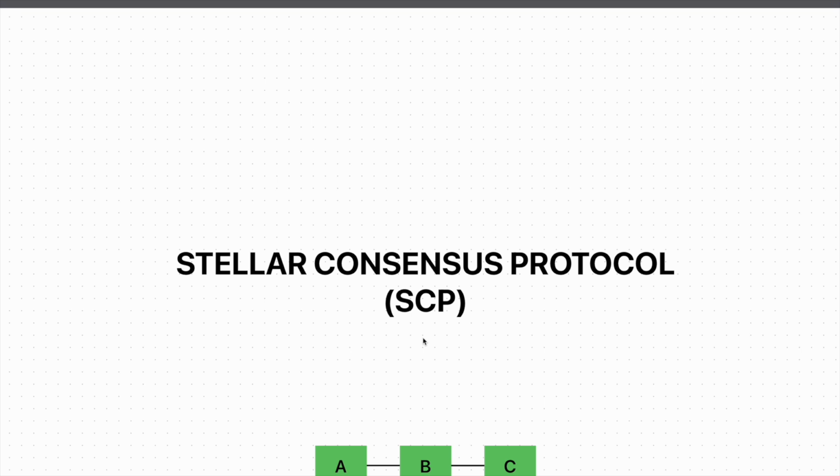Other blockchains, like I mentioned earlier, such as Bitcoin and Ethereum, use the proof of work consensus mechanism and the proof of stake consensus mechanism. But Stellar makes use of the proof of agreement. And what is the proof of agreement? The proof of agreement is simply a way of relying on the agreement of trusted nodes.